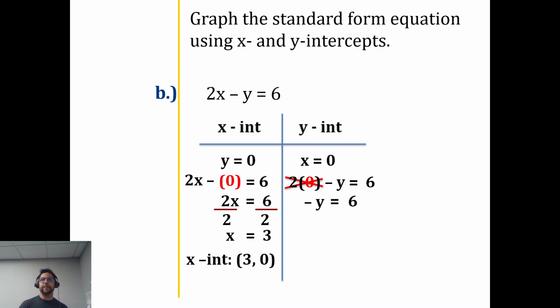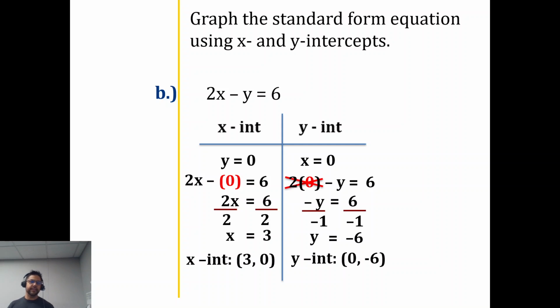So really, we've got to divide both sides by negative 1. That gives us y is equal to 6 divided by negative 1, which is negative 6. So be super careful with your negative signs, please. Remember, your intercept is structured with the x value first, y value second, because it's simply an ordered pair.